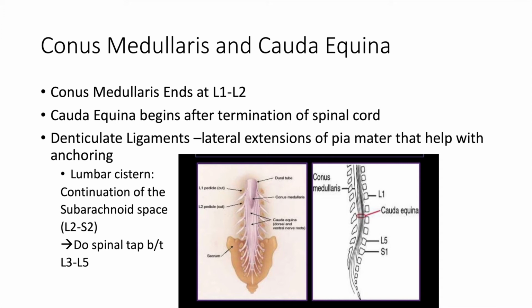So why is this important? We don't want to hit our spinal cord when we do a lumbar puncture, like we had talked about. So you need to do a spinal tap anywhere from L3 to L5. Since the cord ends at L1, L2, and every person is different, there are some differences, I would probably go for L4, L5 to make sure that you don't hit that spinal cord.